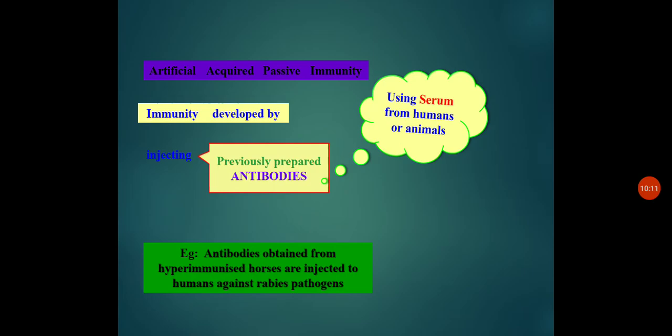So that is how, where the individual body is not in a condition to produce antibodies within that short period. At the time, these antibodies are already prepared, or collected from some experimental animals, and such type of immunity is known as artificial acquired passive immunity.